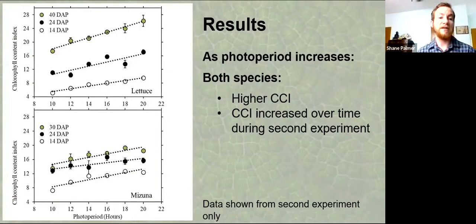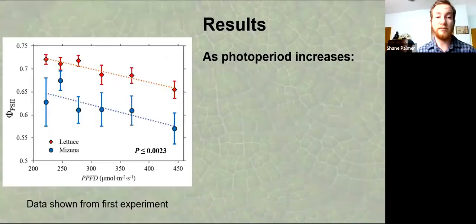So this is the chlorophyll content index, and as the photoperiod increases, both lettuce and Mizuna have higher chlorophyll content in their leaves. And in this example, from the second experiment, we also noticed that the chlorophyll content index increased over time. So we're looking at multiple days that this was measured, and the overall trend of higher CCI in the longer photoperiods persists, although getting higher over time was not something that we noticed in the first experiment. This was just the second experiment that had that.